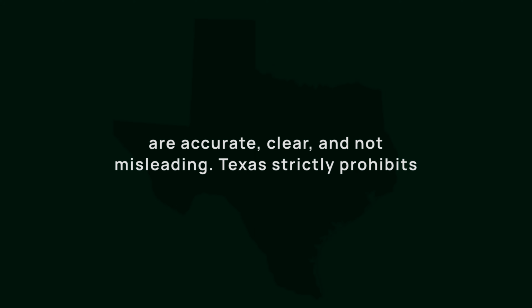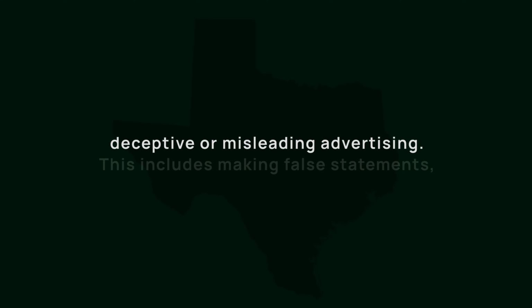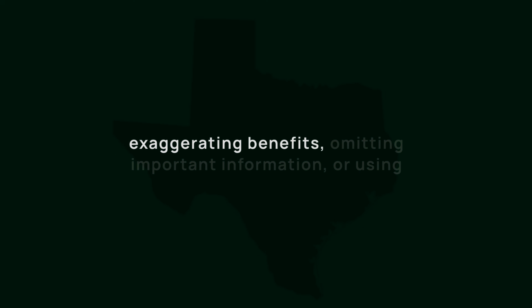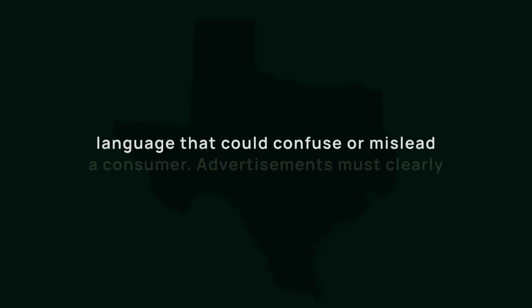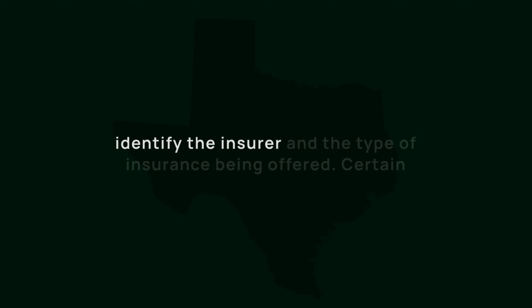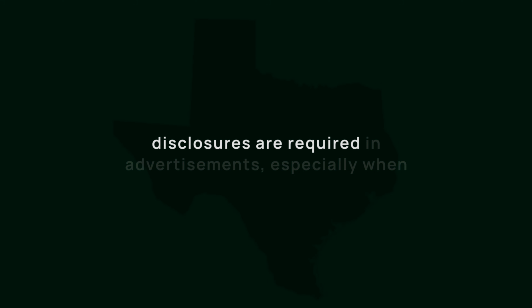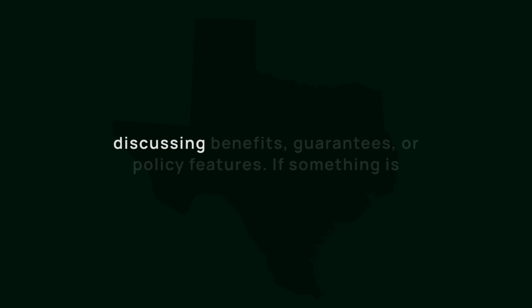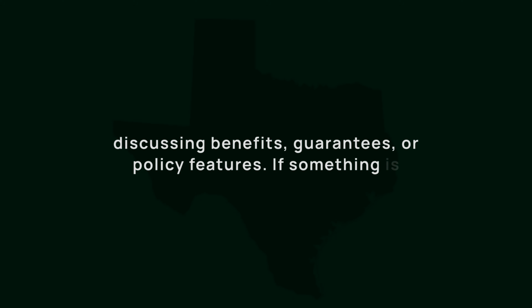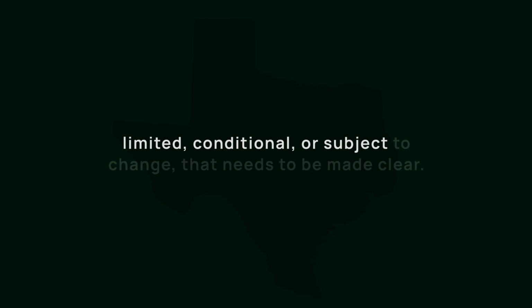Texas strictly prohibits deceptive or misleading advertising. This includes making false statements, exaggerating benefits, omitting important information, or using language that could confuse or mislead a consumer. Advertisements must clearly identify the insurer and the type of insurance being offered. Certain disclosures are required in advertisements, especially when discussing benefits, guarantees, or policy features. If something is limited, conditional, or subject to change, that needs to be made clear.